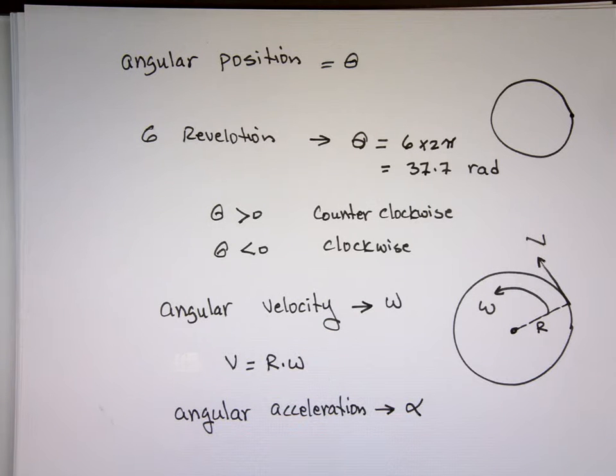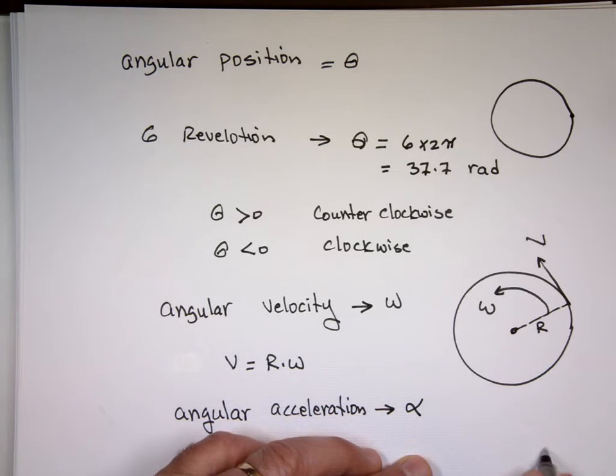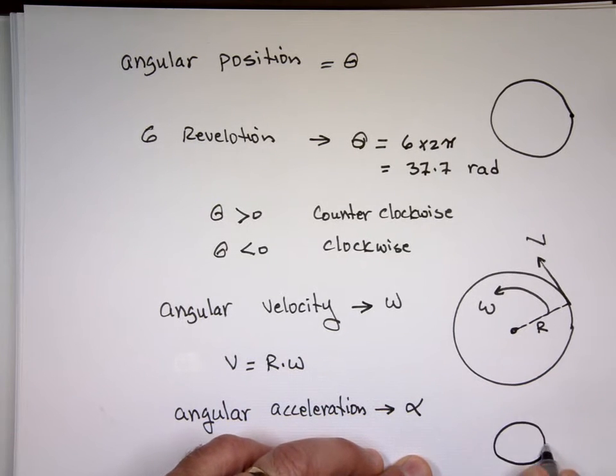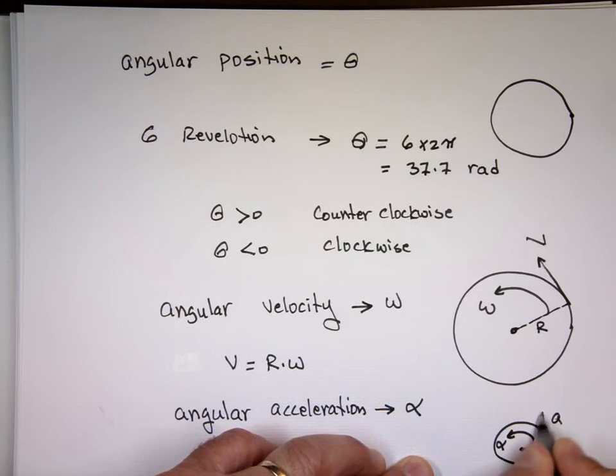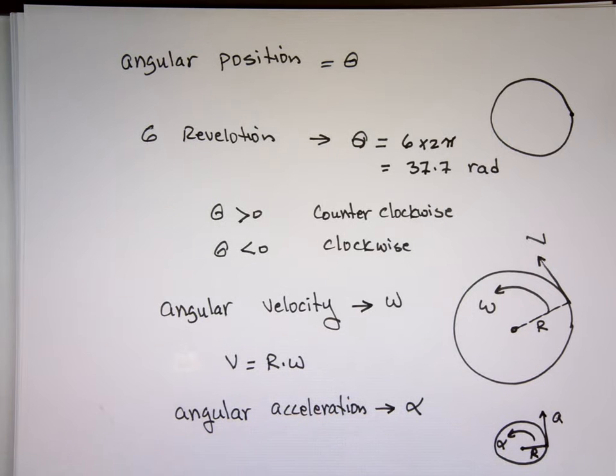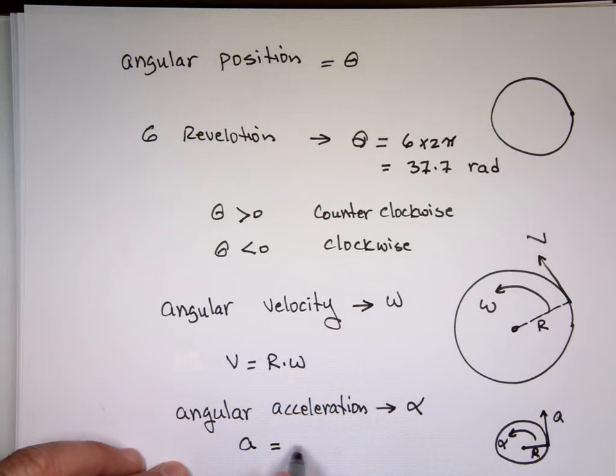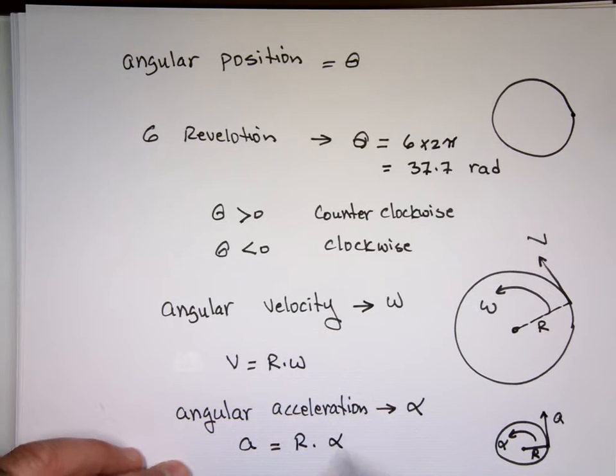And just like linear speed is related to angular speed, the same thing with linear acceleration. Alpha is how fast you're accelerating as you're spinning, and it's related to the linear acceleration. This is A, and this is R. The linear acceleration is equal to what? R times alpha. The linear acceleration is related to your angular acceleration by using that equation, R times alpha.